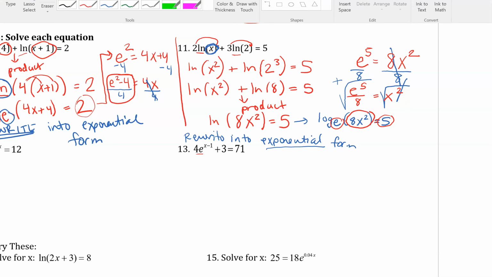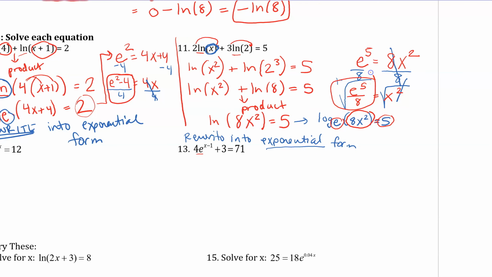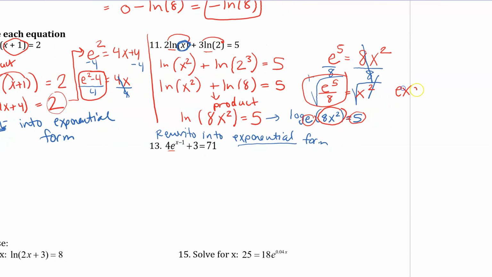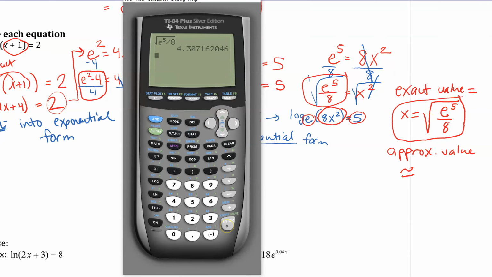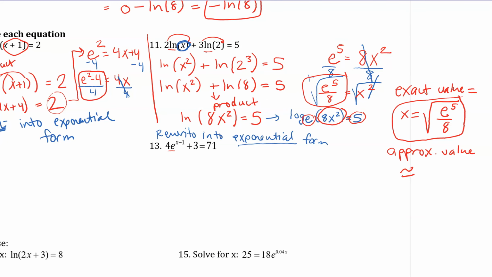So my exact value, so I have two values, right? My exact value would equal, so x would equal the square root of e to the 5th over 8. That's my exact value. And then the approximate value of that would be what I get when I plug that all into a calculator. And whenever we approximate, we should round to 3 decimal places, so that would be 4.307.